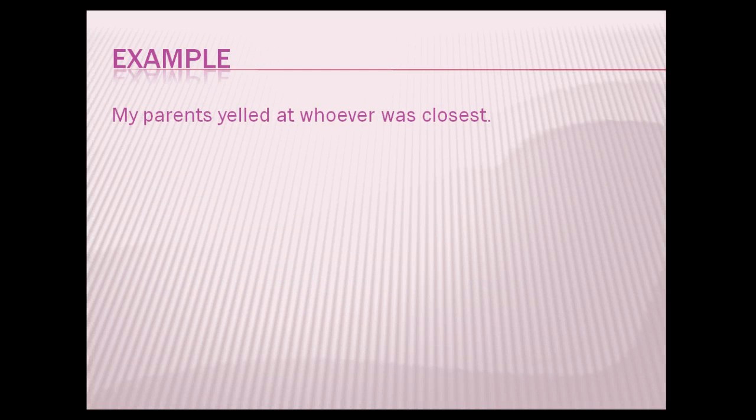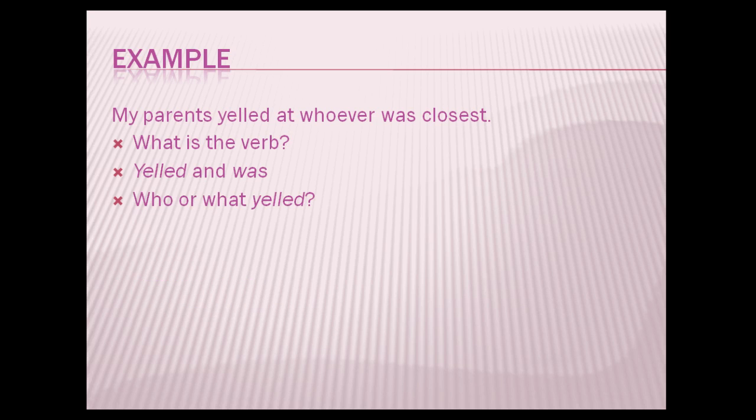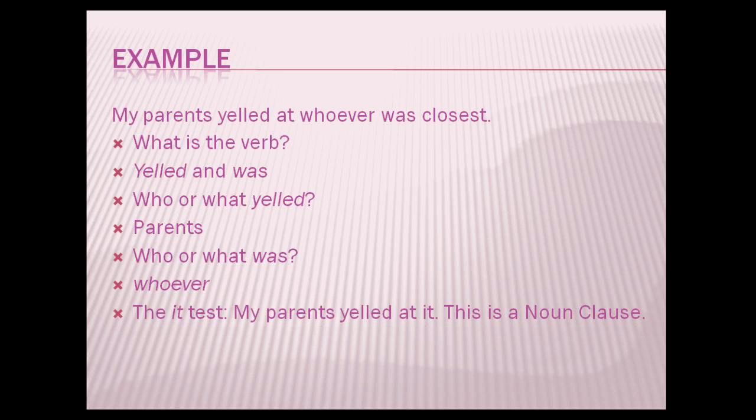My parents yelled at whoever was closest. What's the verb? We have yelled and was. Who or what yelled? My parents. Who or what was, or was closest? Whoever. The it test: my parents yelled at it. That works as a noun clause.